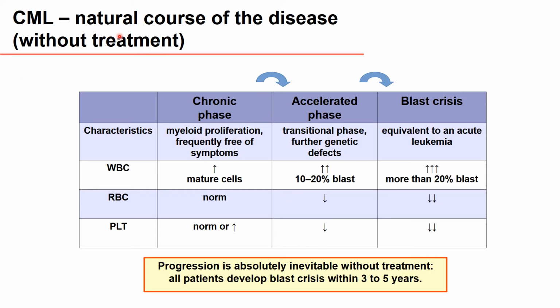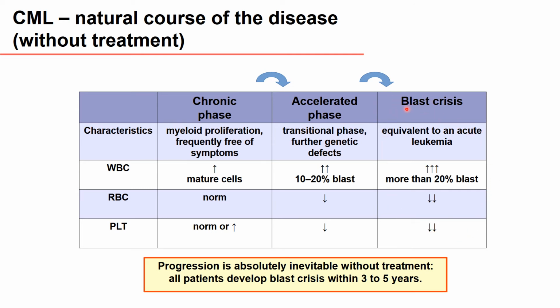Now, what is the course of CML without any treatment? Normally we have a chronic phase. This chronic phase lasts for months, and after that a slow accumulation of blast cells is happening in the bone marrow, and this is called the accelerated phase. And when we reach 20%, that's a blastic crisis, and the patient responds to this as an acute myeloid leukemia.